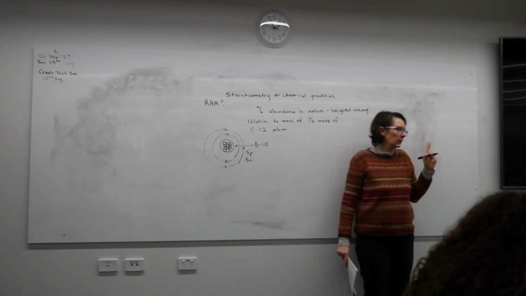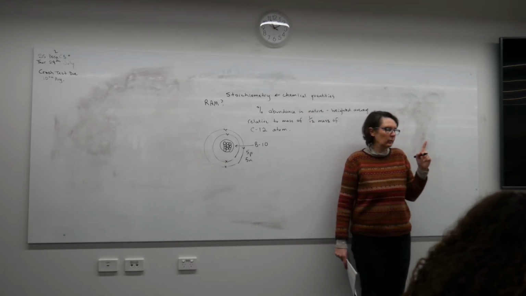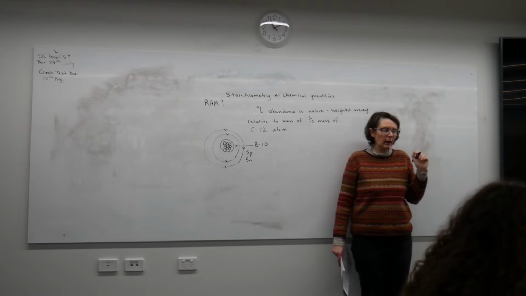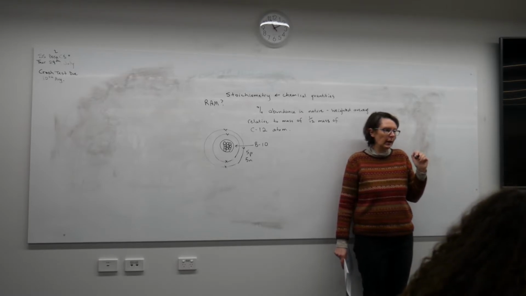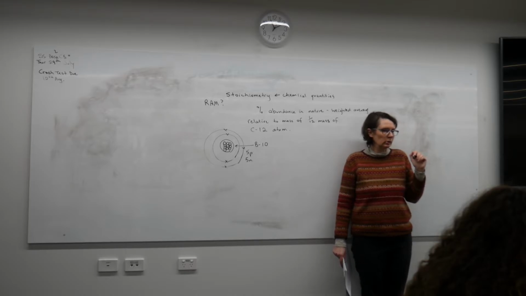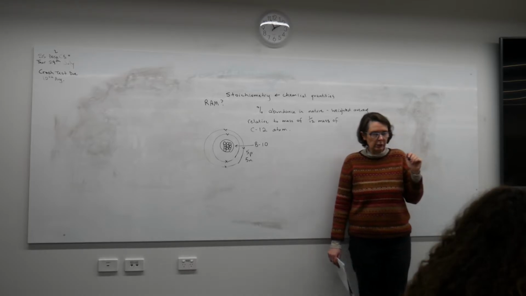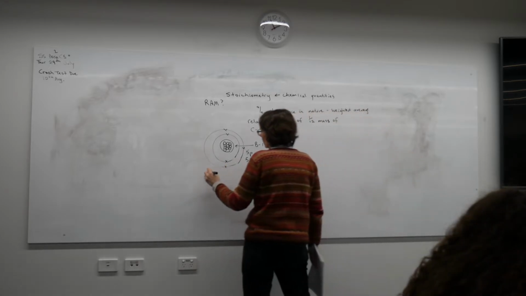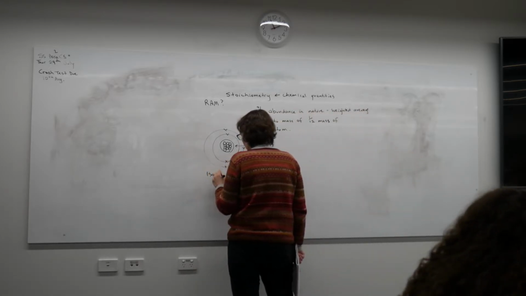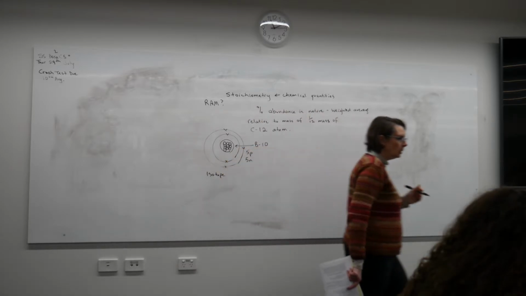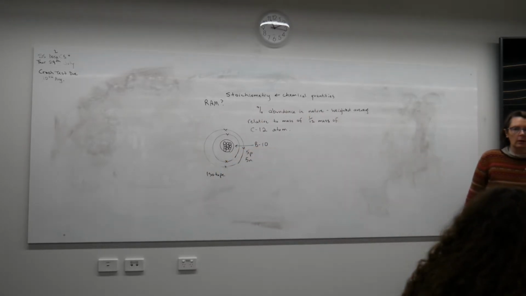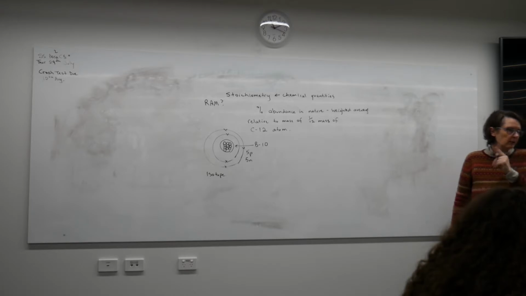If I've just got one atom, and I know how many protons and neutrons it has, it is an element, but it's also an isotope, because I know exactly how many neutrons I have in this atom.